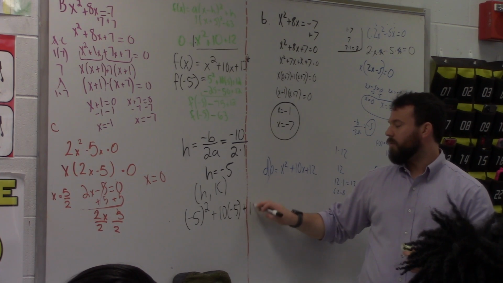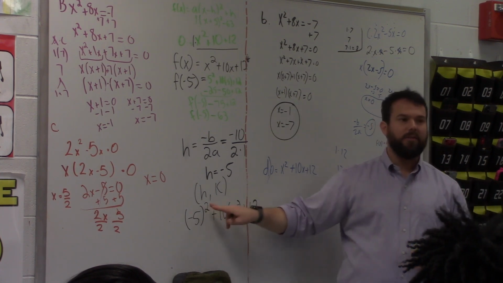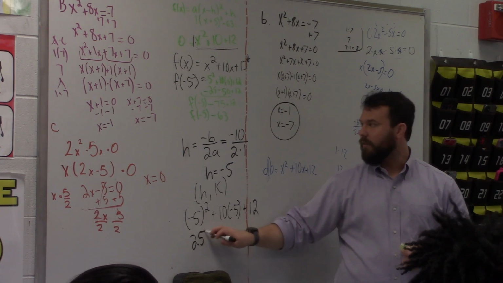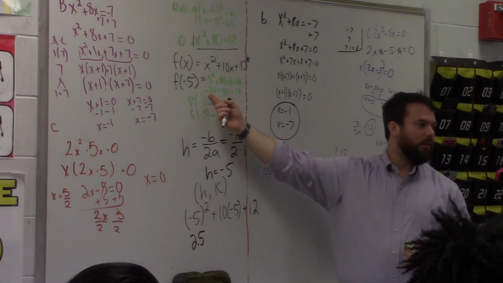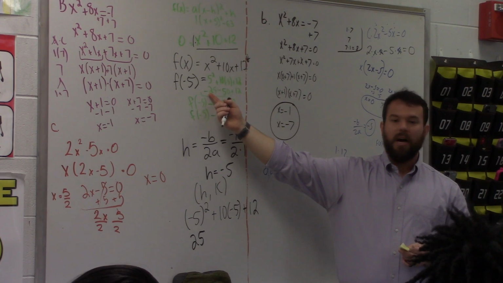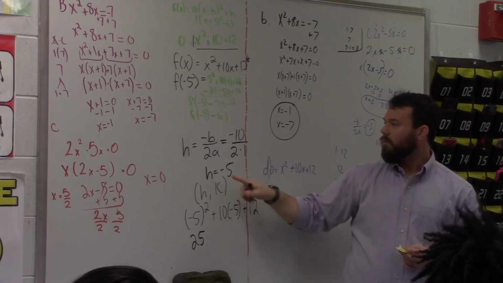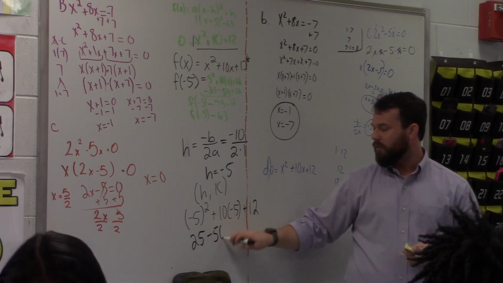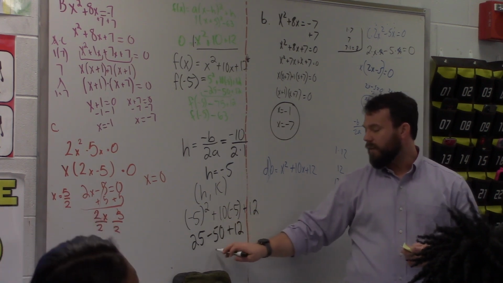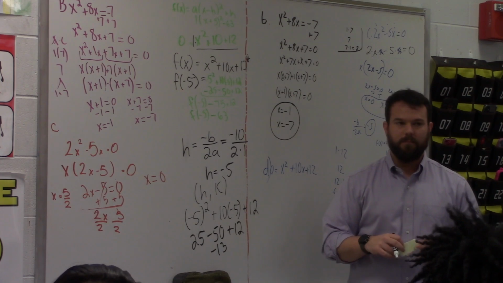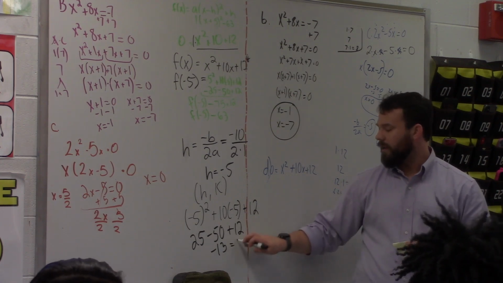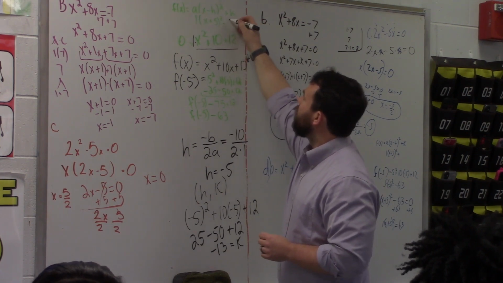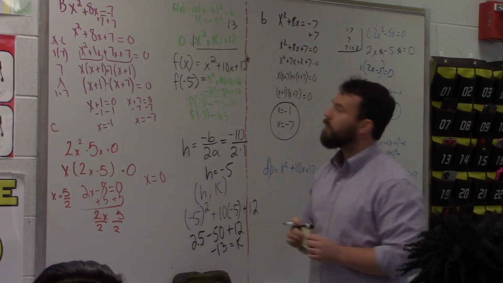Because there was a small mistake. What is negative 5 squared? Positive 25. That's where I made an error right here. When I square that negative 5, I need a positive 25. What is 10 times negative 5? Negative 50 plus 12. That gives me a negative 13. So that is what K is. So very, very close. Great idea. But this is the equation I should have.